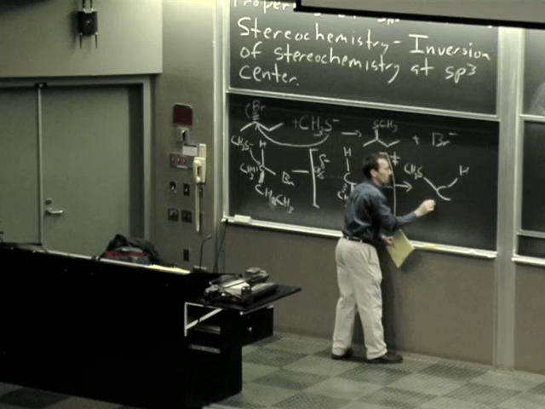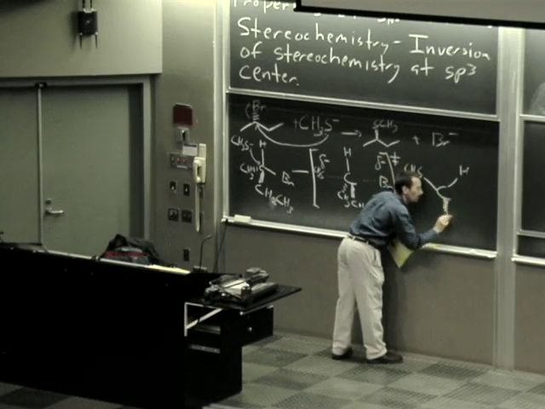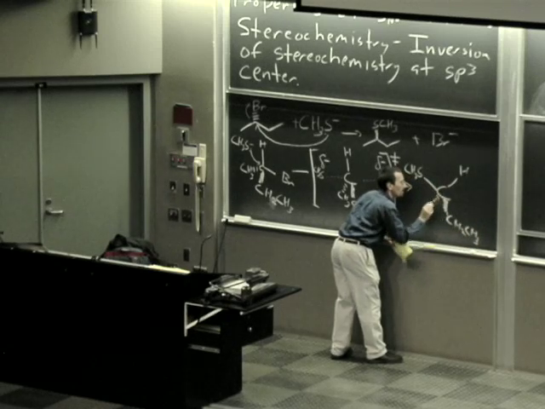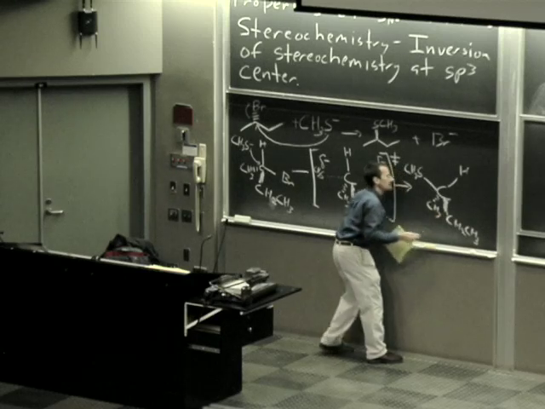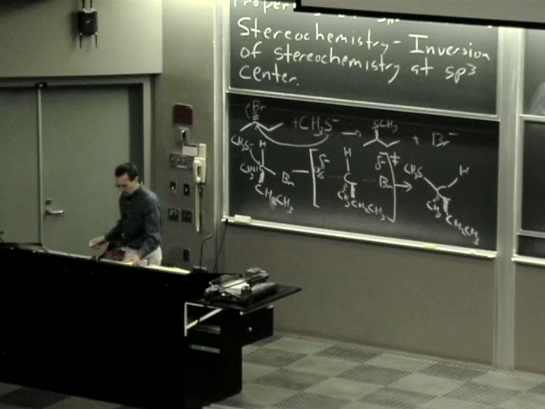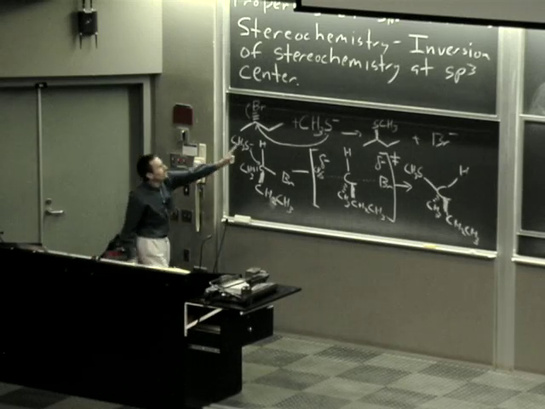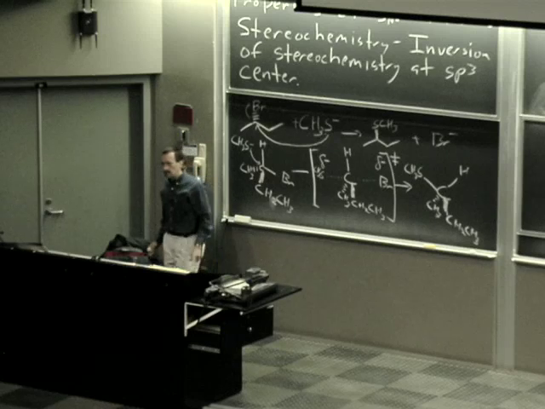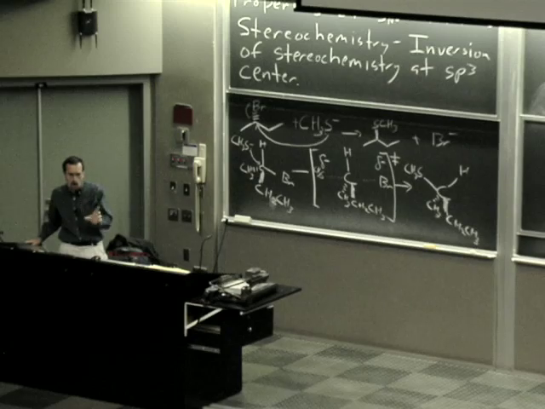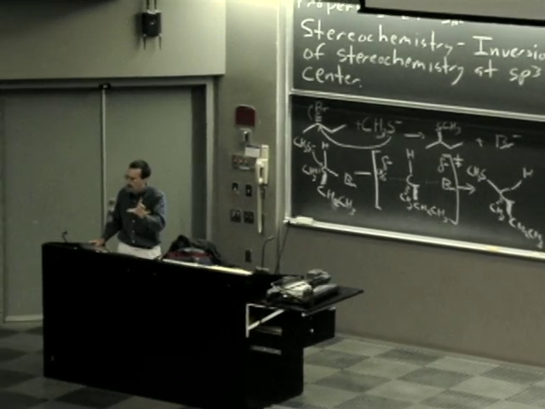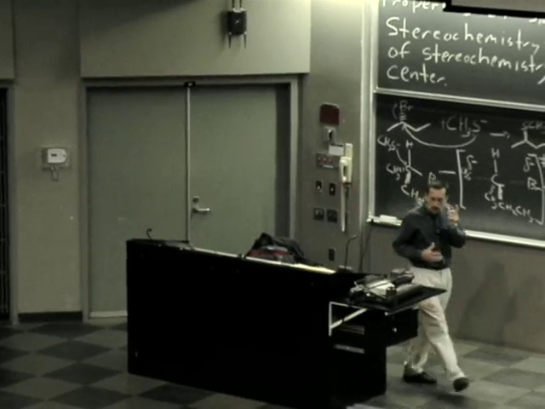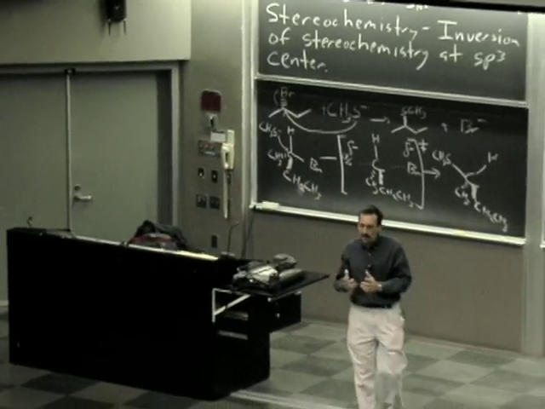Here's our thiomethyl group. Here's our ethyl group. It's still pointing out of the board. Here's our methyl group. It's still going back into the board. And the overall result of this process, then, is inversion of stereochemistry at the sp3 center. This is really hard to see in 2 dimensions, because ultimately what needs to be happening is you need to be visualizing all this stuff on the blackboard.